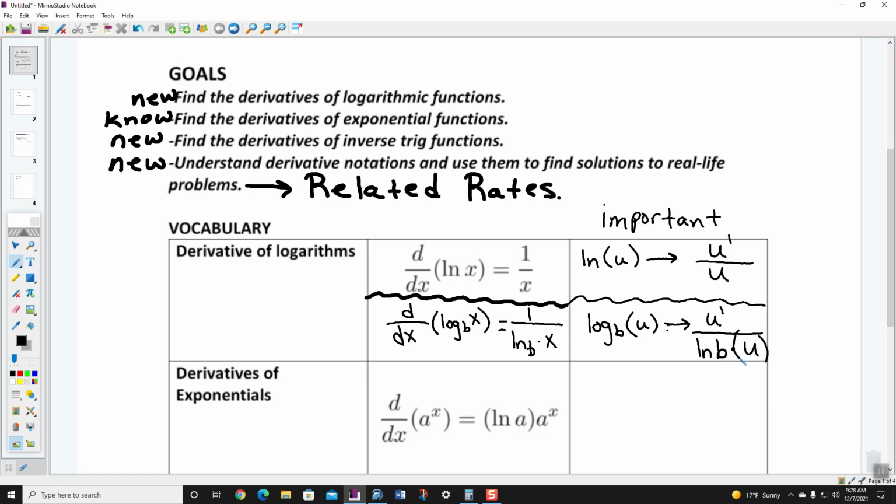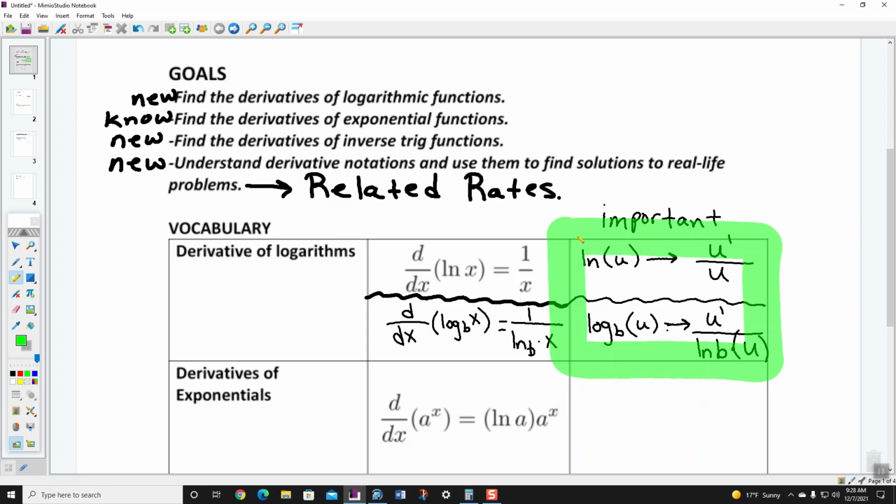The reason I don't see natural log in the top one is because the natural log of base e is just going to be what value? 1. And 1 times u in the denominator would just be u. So my main concern, kids, do you have these two rules down right here for logs? Are you good on those? Let me know when you have that down. We'll run to the next one.